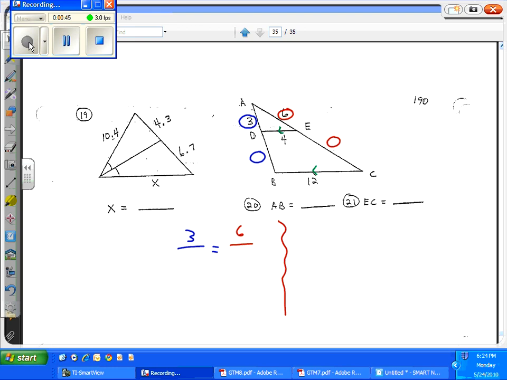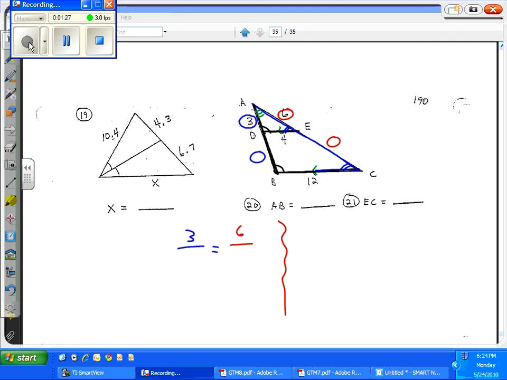Well, what else do we know then? Because we can't solve for that yet. Well, we know that if those two lines are parallel, if DE is parallel to BC, then we know that alternate interior angles are equal, corresponding angles are equal, same side interior angles are supplementary. And so these two angles are equal because they're corresponding. These two angles are equal because they're corresponding. Angle A is equal to itself by reflexive. So all of the angles of one are equal to all of the angles of another. Therefore, they're similar by angle-angle similarity.